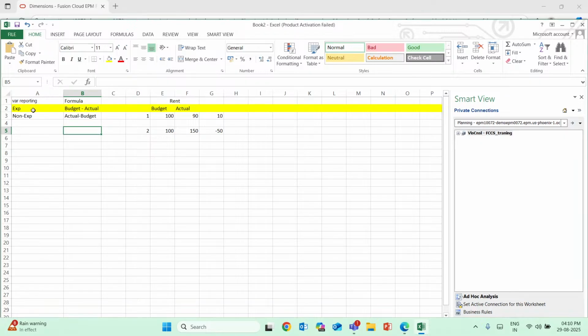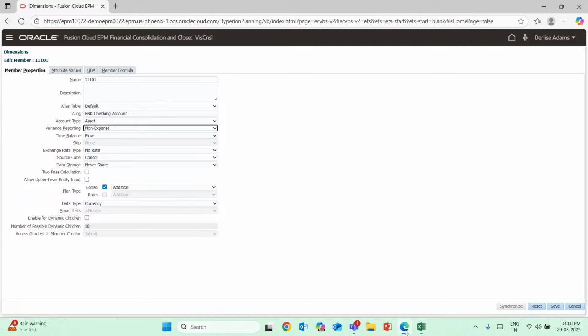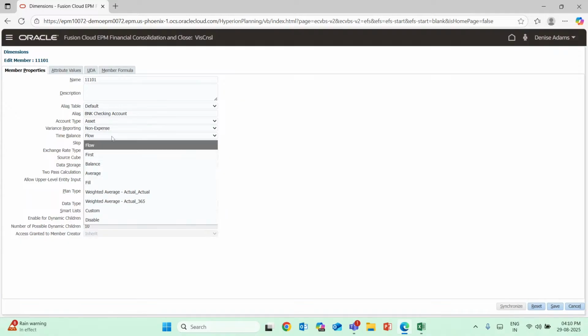Here we have input the formula as budget minus actual, and here in the non-expense we have taken the formula actual minus budget, which is just a replication of this formula. Alright, so let's move to the application again, and then we have time balance. So here under time balance we have so many things.